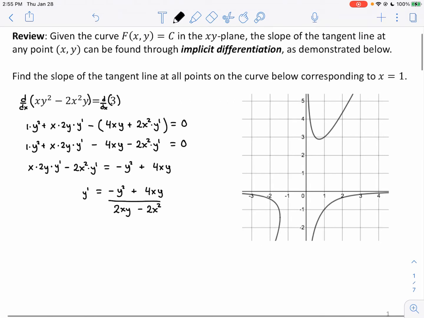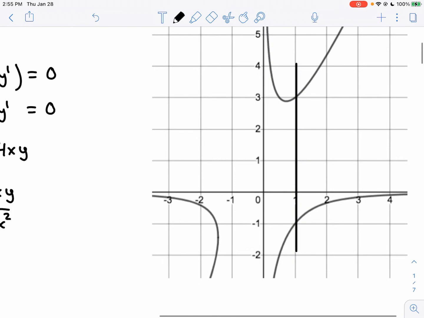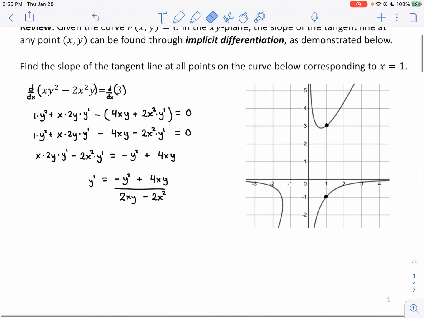So here our instructions were to find the slope of the tangent line at all points on the curve corresponding to x equals 1. So x equals 1 is right here. There are 2 points on this curve where x is 1. How do we find them? Well, graphically, it looks like (1, 3) is a point, and it looks like (1, -1) is a point. Let's see if we can confirm that those are, in fact, the 2 correct points.